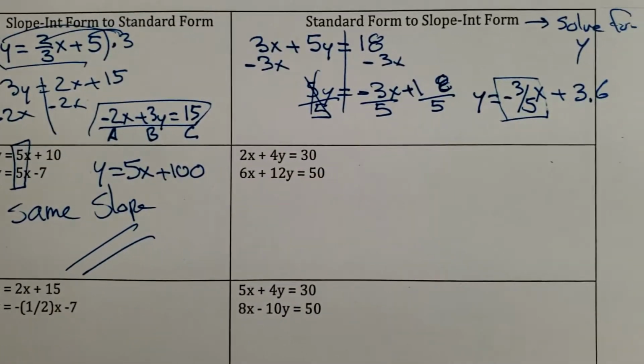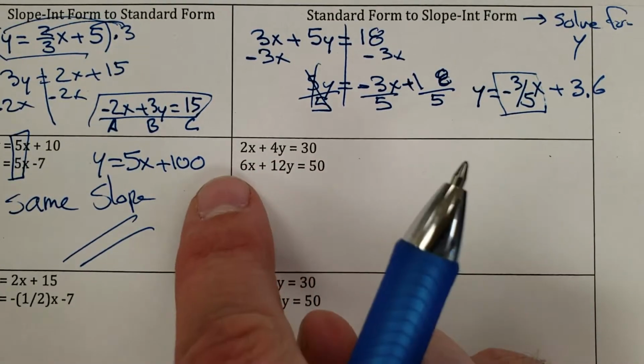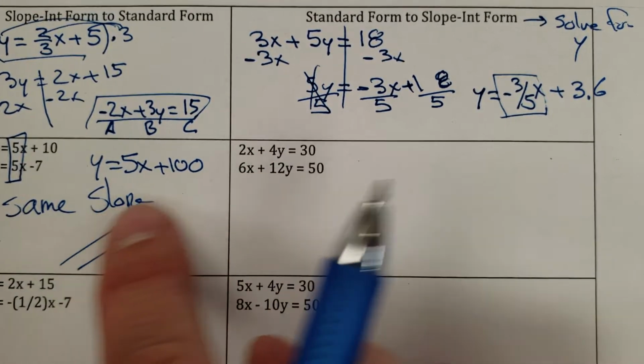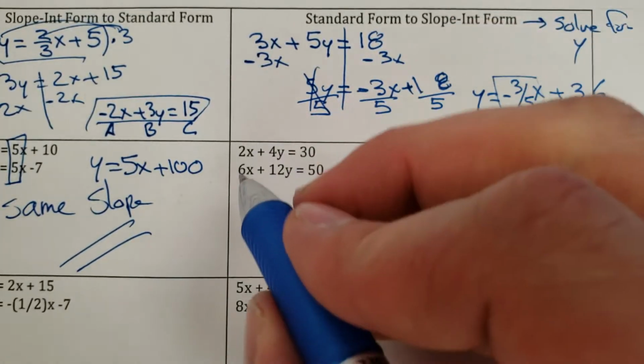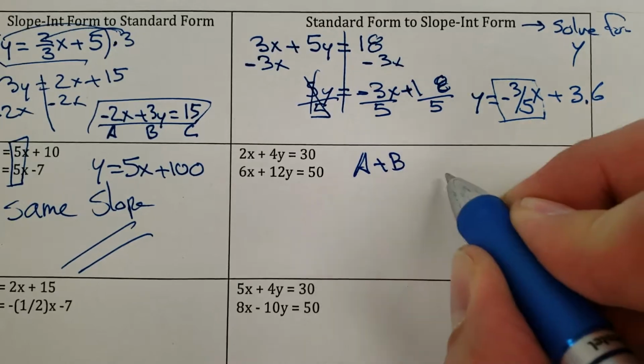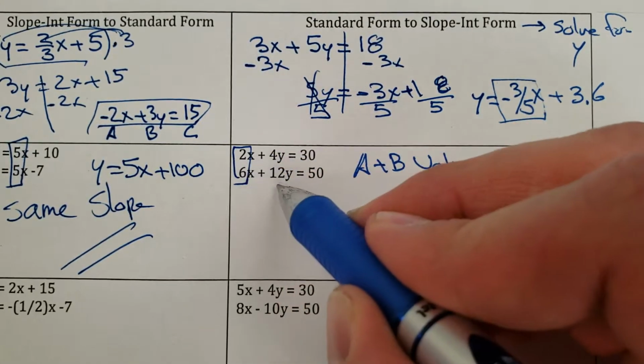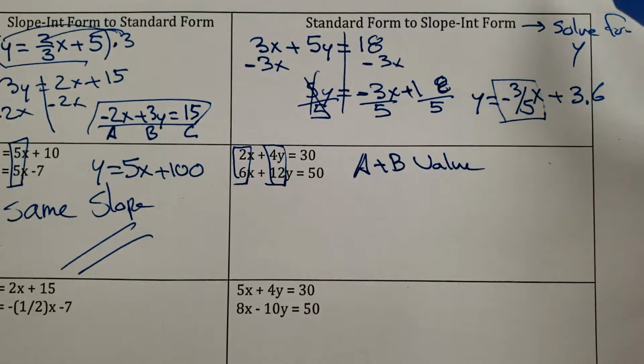Now, standard form. How can you quickly spot if standard form has the same slope? There's kind of a little trick here, friends. So you actually want to look at the a and b values. All right, so let's take a look at them. Look at these a values and look at these b values. You see a math pattern? I do, a little bit.